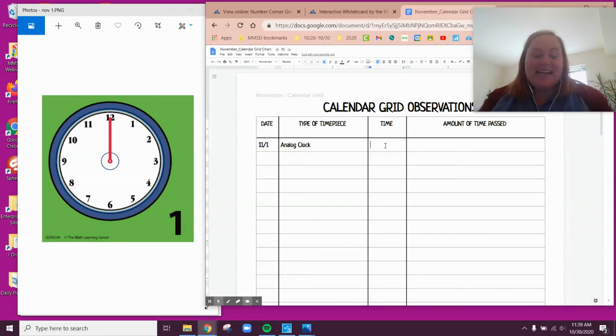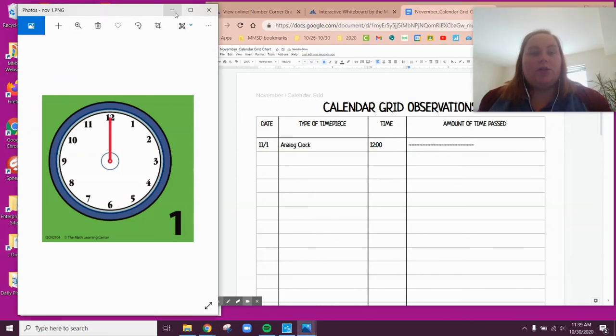That means it is 12 o'clock because the hour hand is pointing to the 12 and the minute hand is at 12, which means 0 minutes have passed in that hour. So it's 12 o'clock. So I wrote that time down. And for this part, we're not filling that out just yet. That'll come in a bit.